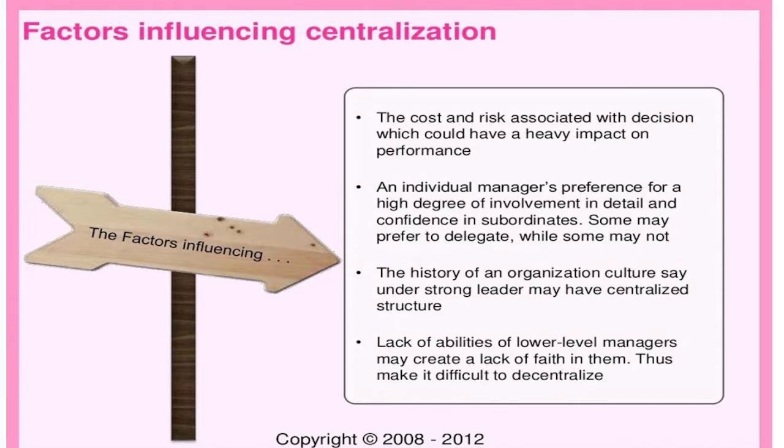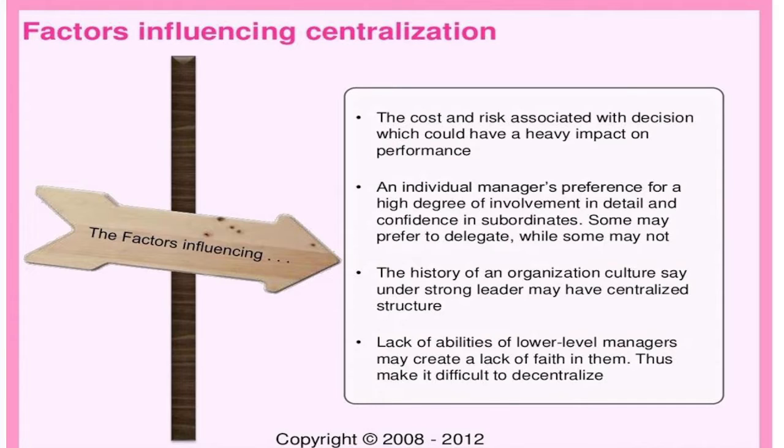They have their own opinions, which may delay decision making. An individual manages performance with a high degree of involvement in detail and confidence in subordinates. Some may prefer to delegate while some may not. So one-man show, or one person, is called centralization of authority, which helps them take very quick decisions and also gives a high degree of preference in involvement.